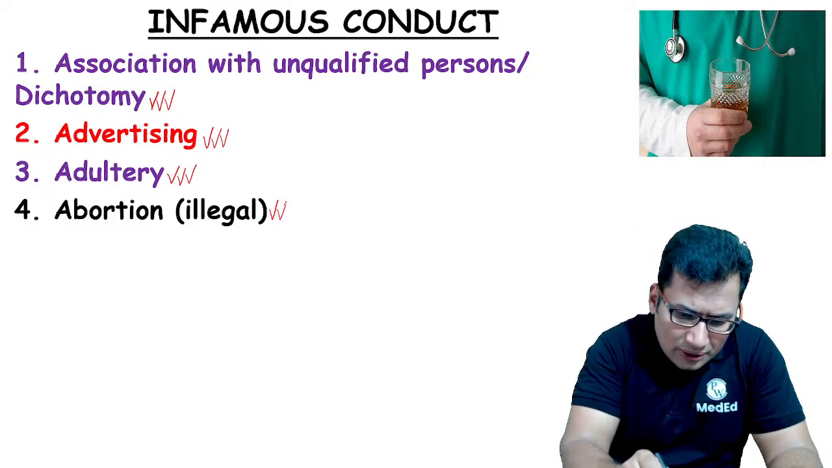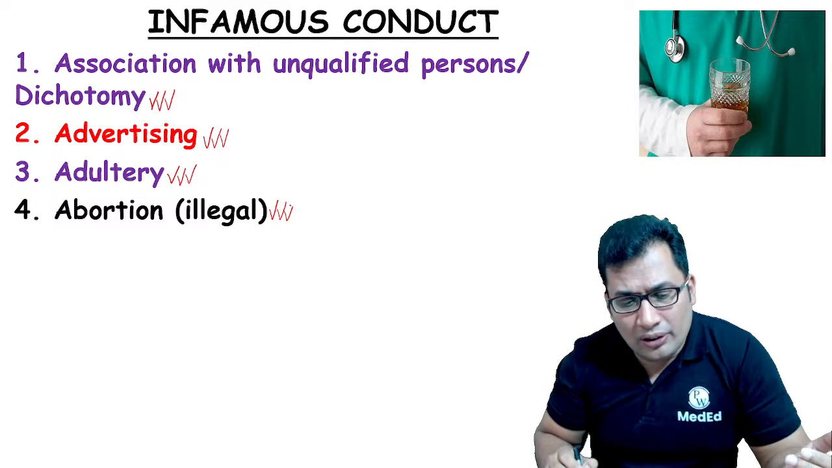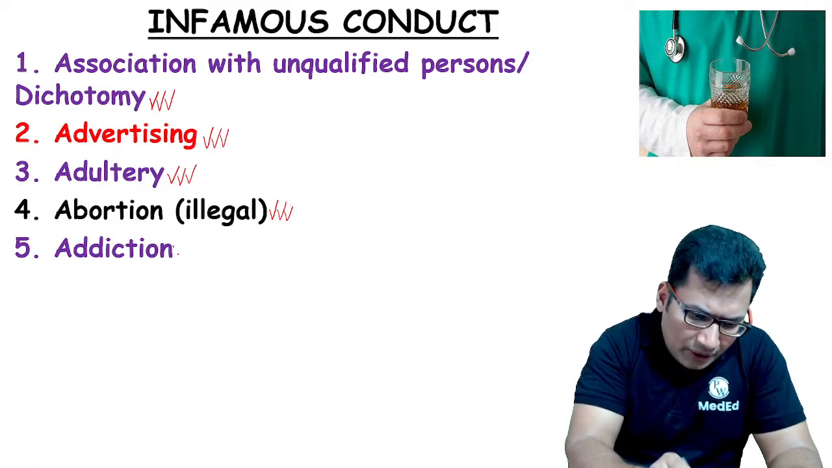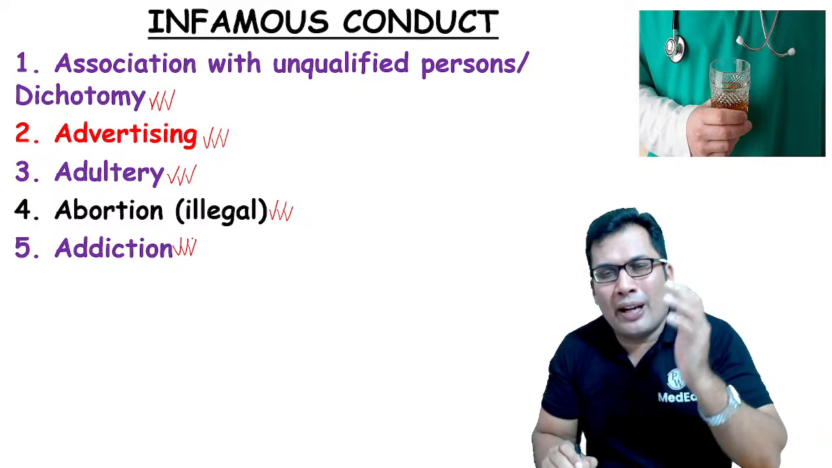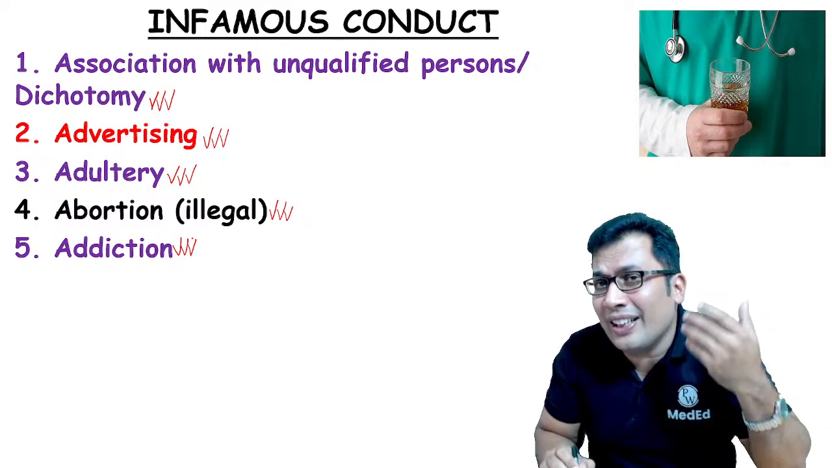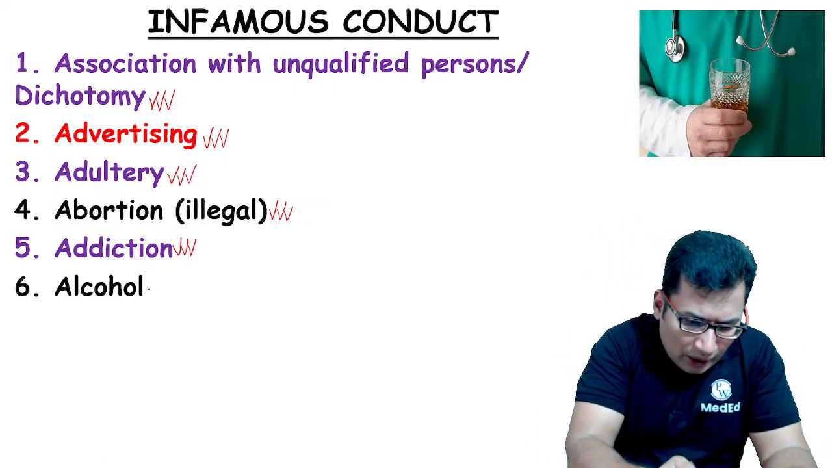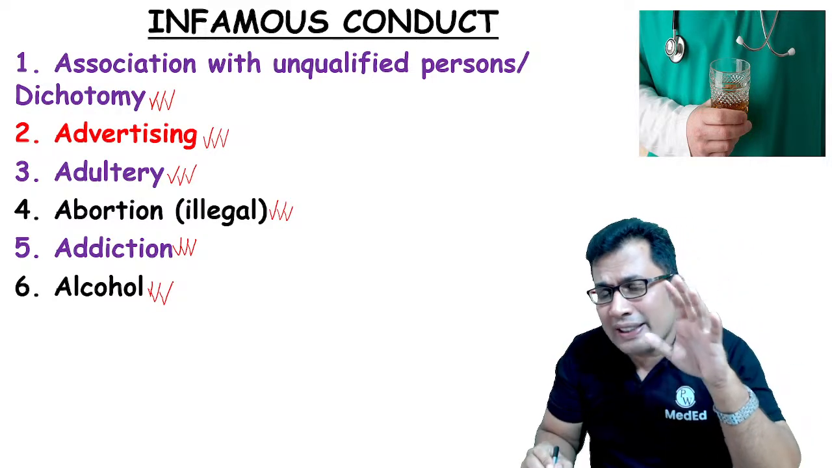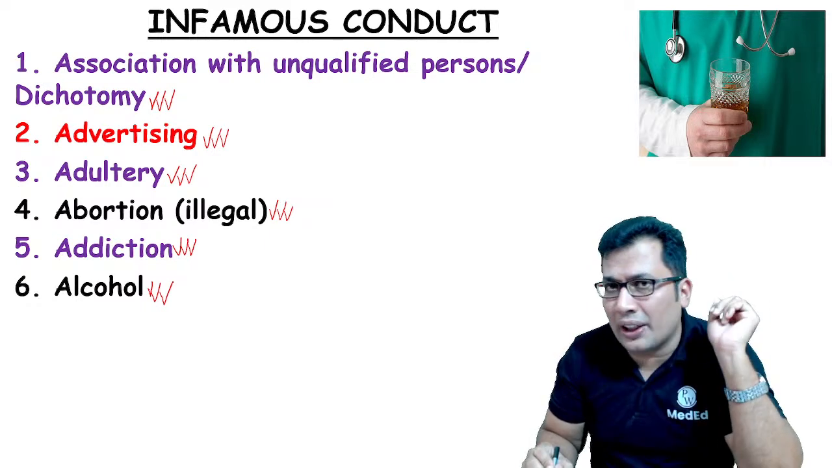Illegal abortion, that is nothing but therapeutic abortion. Addiction: when a doctor is addicted to heroin or alcohol and is treating the patient under the influence of alcohol. So that is infamous conduct. Alcohol. So there are 6 A's, all generally examples of infamous conduct.